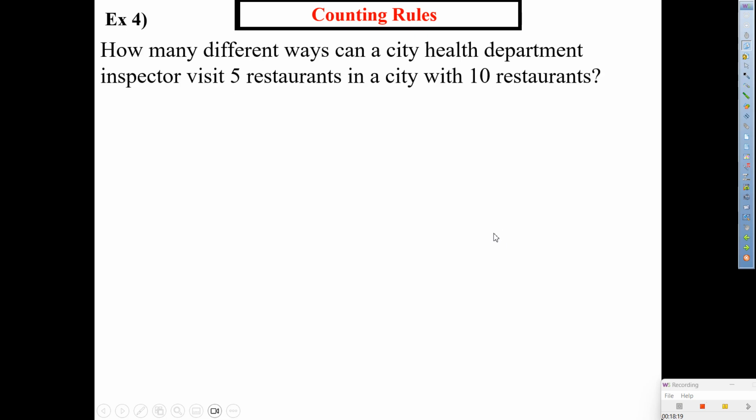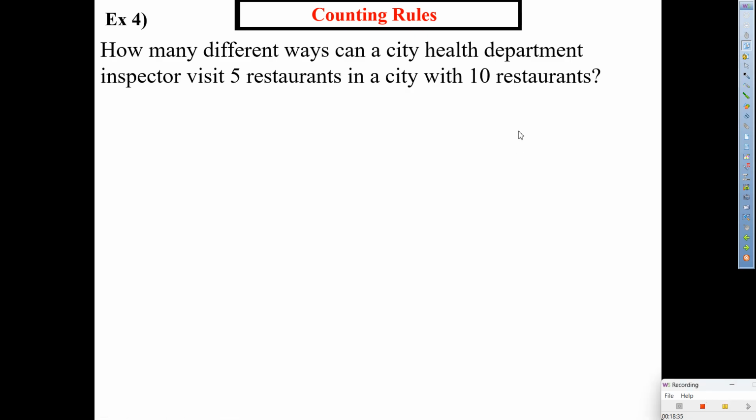Let's go to number 4. Number 4, how many different ways can a city health department inspector visit 5 restaurants in a city with 10 restaurants? So start with a formula, substitute values, and find that. Go.